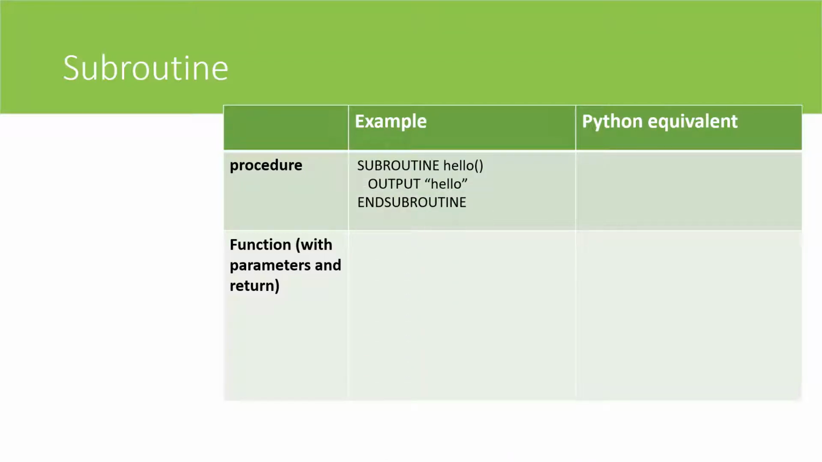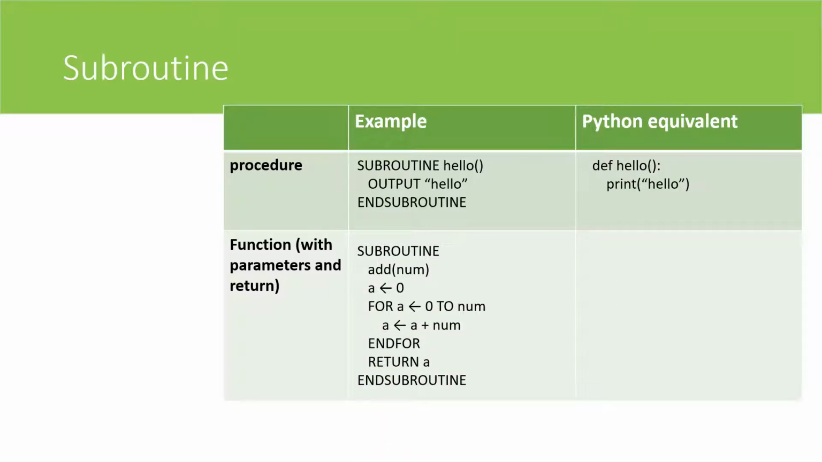So a straightforward subroutine here, just printing out the word hello. We have the word subroutine at the very top, then the name of the subroutine, followed by brackets, and then the set of operations within the subroutine. Again, it's indented so you can see it's within the subroutine, and then you have end subroutine to finish it, and the Python equivalent of that is also given here.